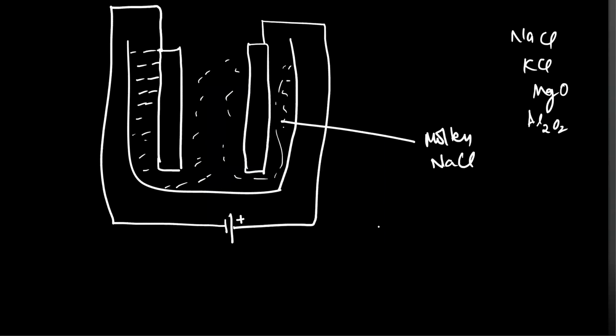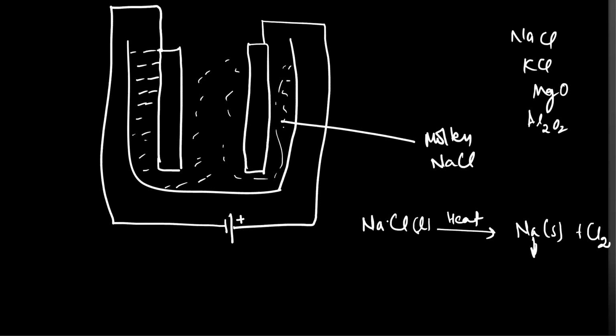What is going to happen? You will notice that this is NaCl. It is in the liquid state. And when you heat it in the liquid state, Na+ and Cl- ions are there, and Na solid and Cl2 gas will be formed.